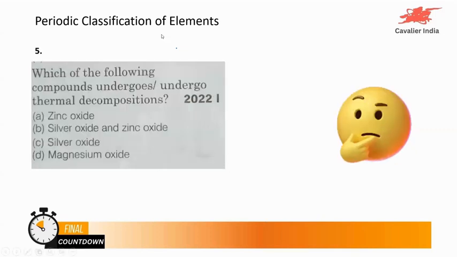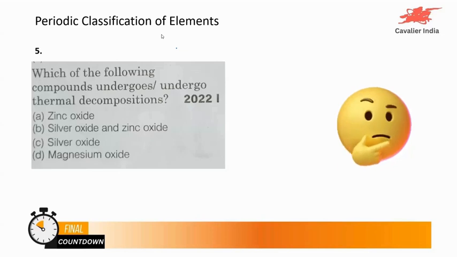clear. Next, which of the following compounds undergo thermal decomposition? So thermal decomposition means what? That is when it is heated, it absorbs heat and it decomposes. Which one? The options given: A is zinc oxide. Option B is silver oxide and zinc oxide. Option C is silver oxide. Option D is magnesium oxide. Which is the right answer here?